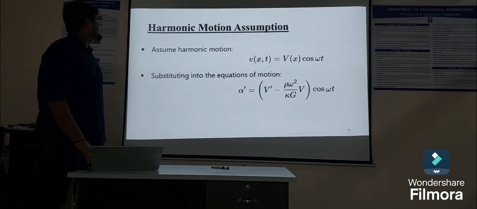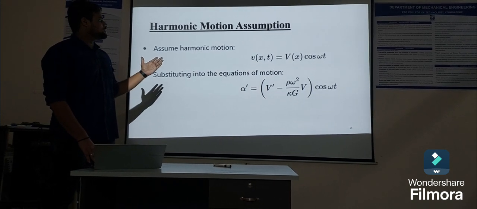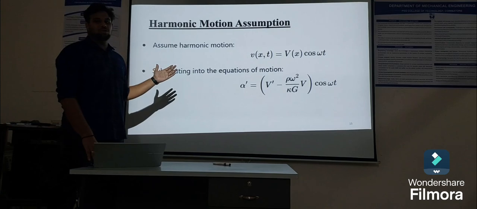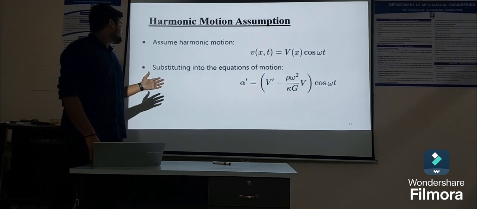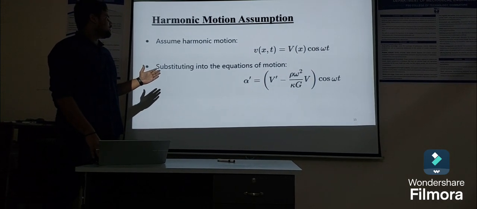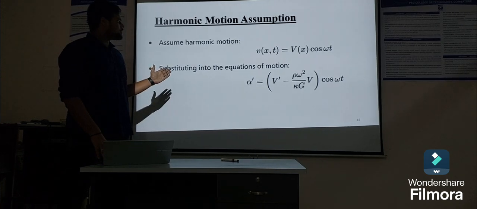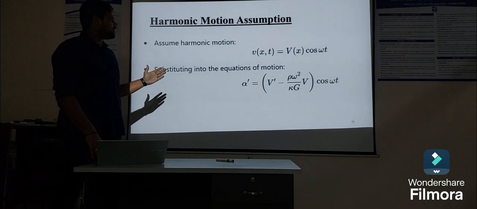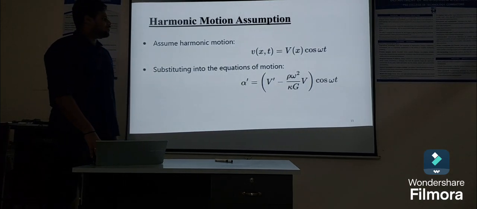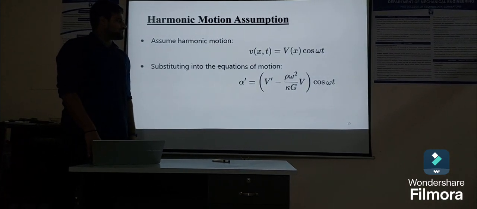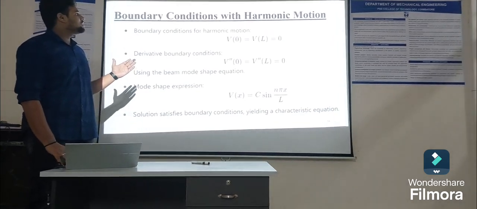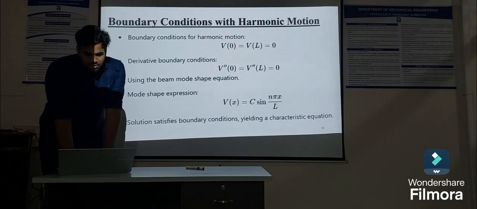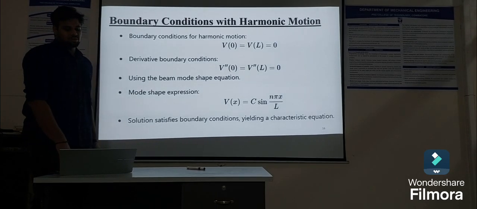Let's assume harmonic motion, u of x comma t is equal to v of x cos omega t. Substituting into the equations of motion, alpha dash is equal to v dash minus rho omega square divided by kG into v in equations with harmonic motion. Boundary condition for harmonic motion is v of 0 is equal to v of L, that is equal to 0.